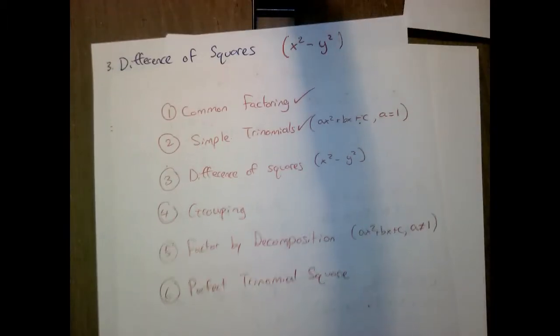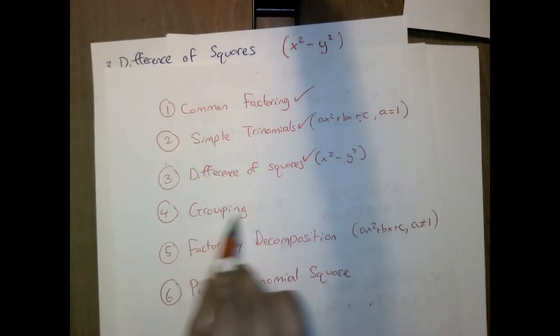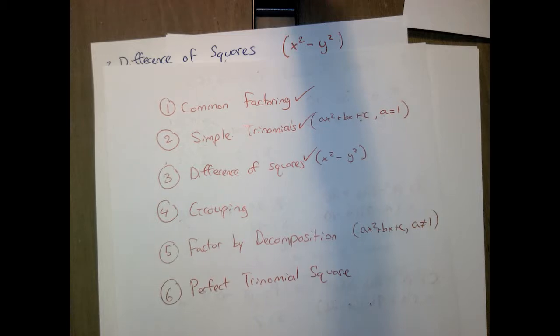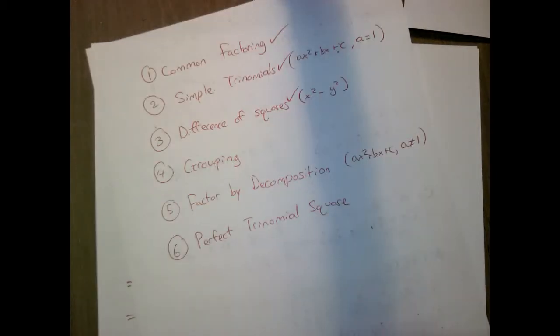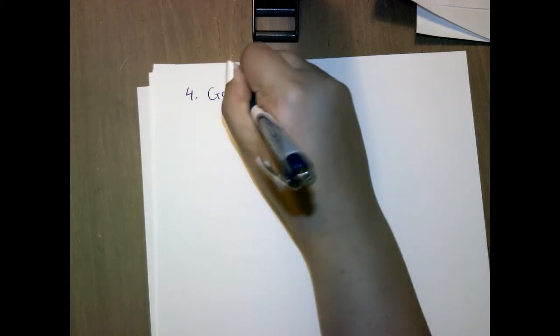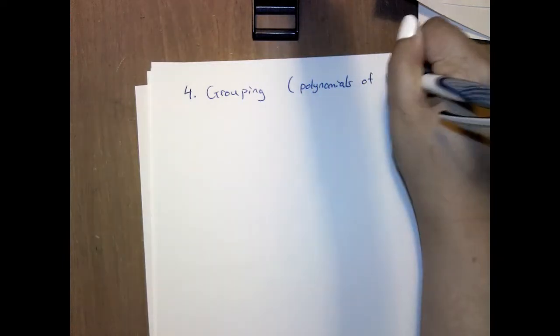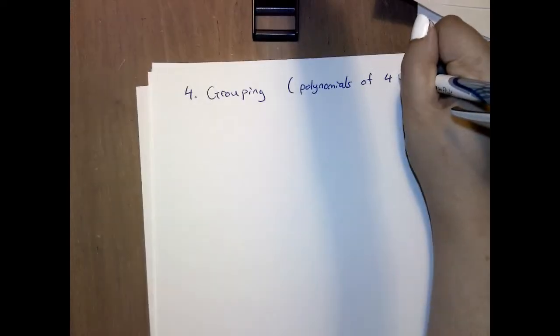Okay, so we've looked at difference of squares. Now let's look at grouping. So grouping is something that we can do when we are facing factoring something that is not necessarily a trinomial. So we always want to check to see if we can group if we're dealing with polynomials of 4 terms or greater.